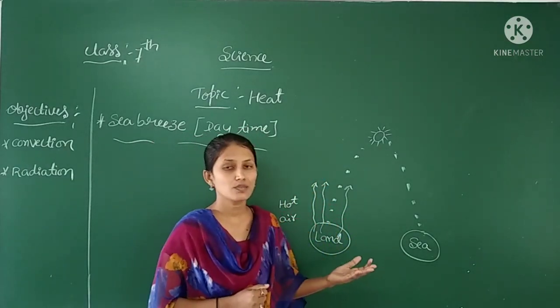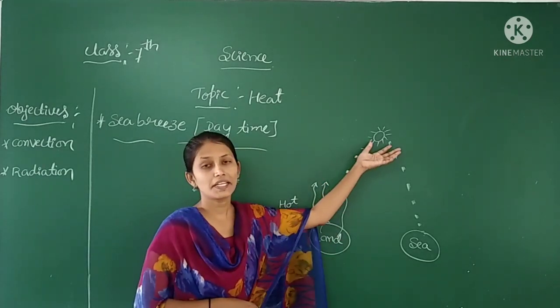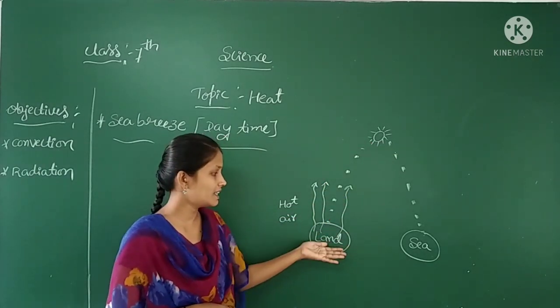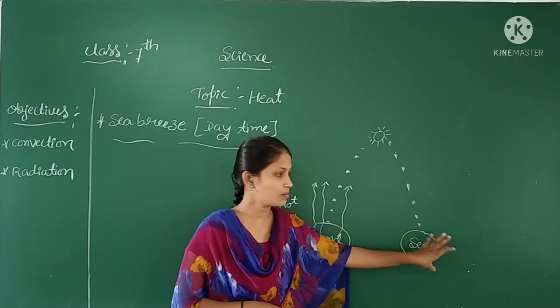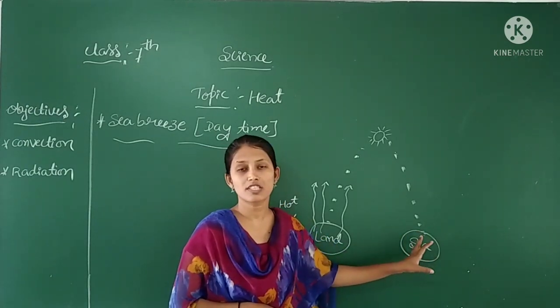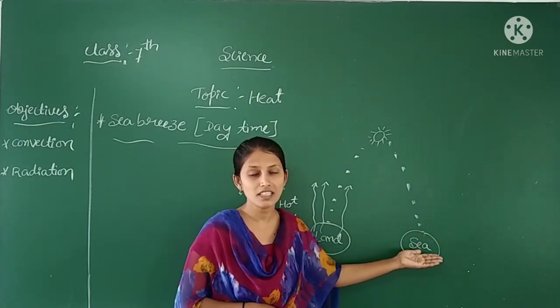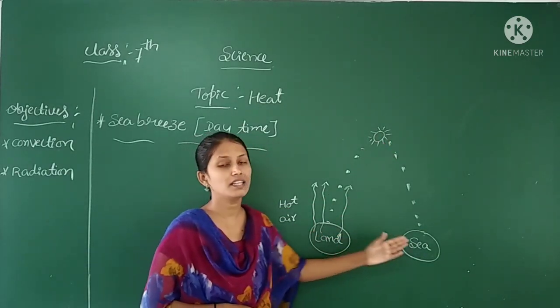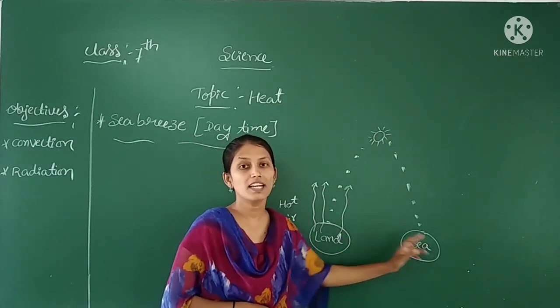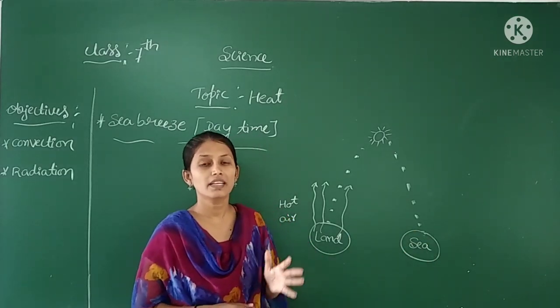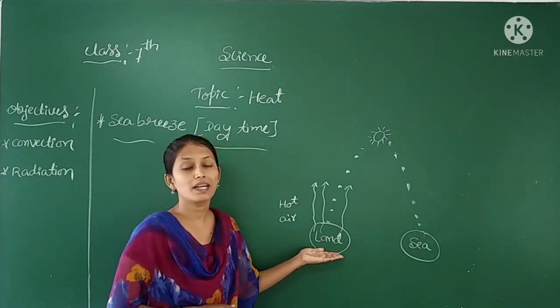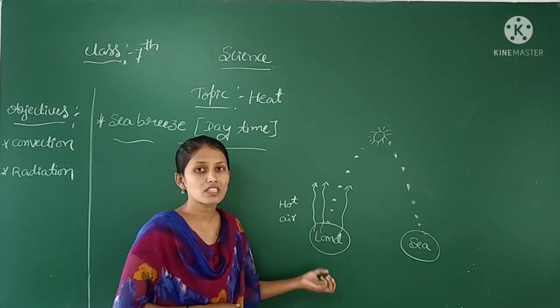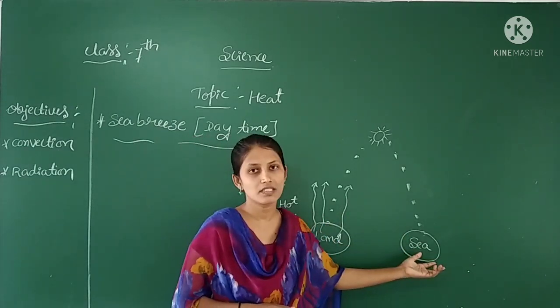Dear children, as we know, the sunlight falls on land and sea. Here the water body present near the coastal area, I have considered as the sea. Okay. So when the sunlight falls on the land and sea, they both get heated up. And here the land becomes hot very fast as compared to the sea.